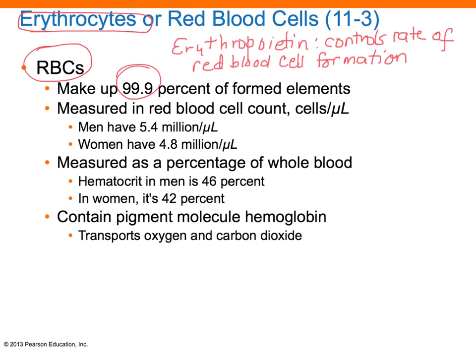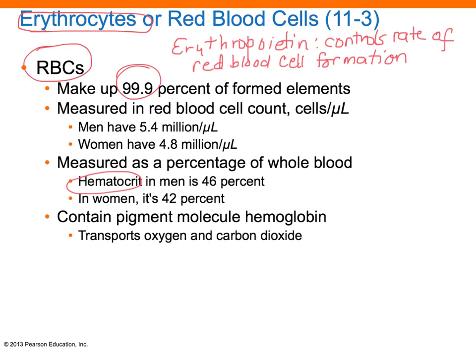A blood sample is usually about 45% red blood cells by volume, and that percentage is called the hematocrit. And the hematocrit in men and women is slightly different. In men, it's about 46%, but in women, it's about 42%. And overall, the red blood cell count in men is 5.4 million versus women that have 4.8 million per microliter. Of course, there should be a range given for that, but this is about the average. But healthy people do vary in their range.